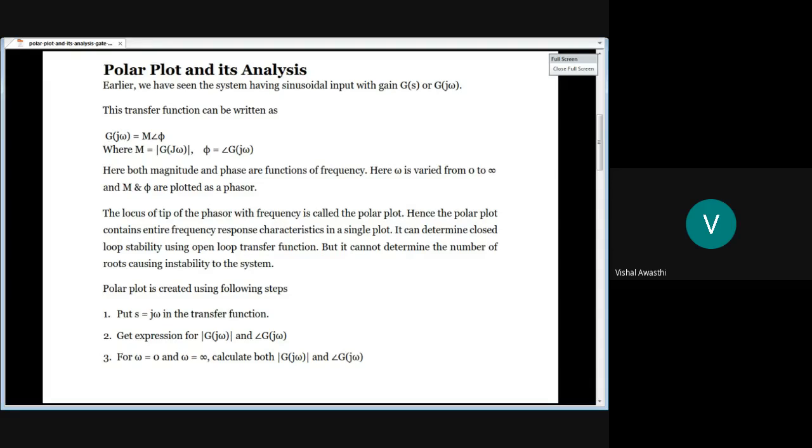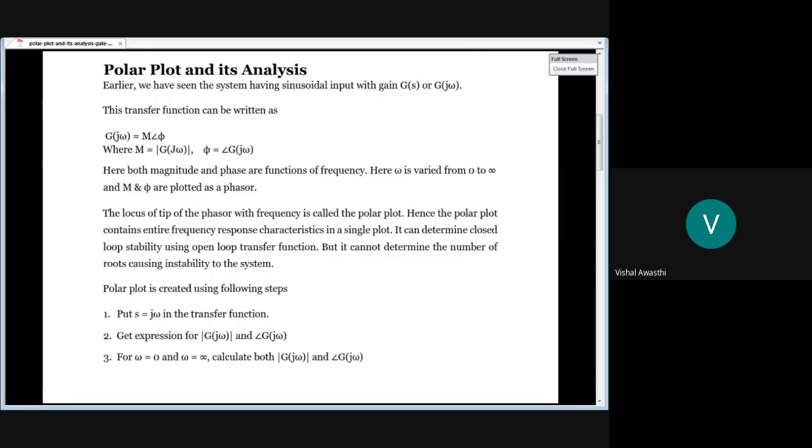But it also has a slight limitation. It can determine the stability of a closed loop system using the open loop transfer function, but it cannot determine the number of roots causing instability in the system. As in the Routh stability criterion, as I already explained, the number of sign changes will tell you how many poles are lying on the right half or left half of the S plane.